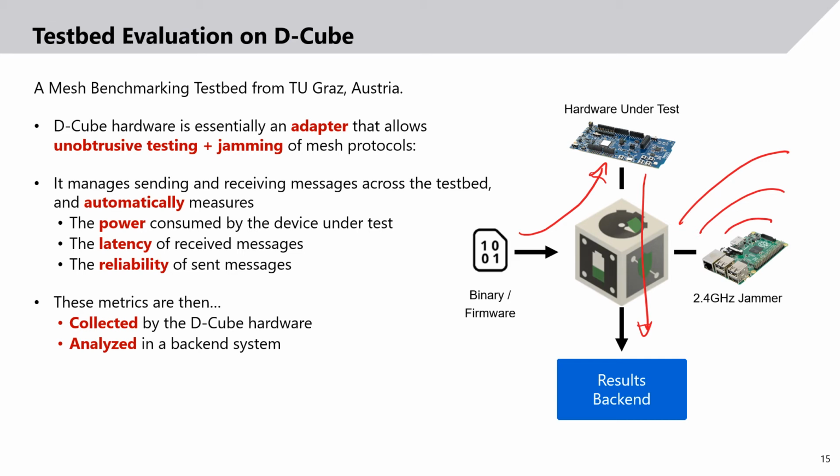So DCube hardware is essentially an adapter that allows unobtrusive testing and jamming of mesh protocols. And importantly, it actually manages the sending and receiving of messages across the testbed in an automatic and repeatable fashion, and collects metrics on power, latency, and reliability of those messages, which it is then able to automatically analyze in the backend system. Now, although DCube isn't the only testbed out there, importantly, it has this unique feature of a 2.4 gigahertz jammer on each and every single node, which allows you to measure the performance of your solutions under interference.